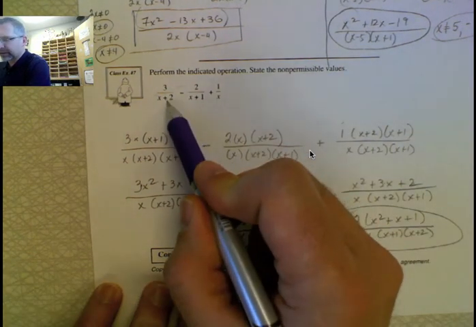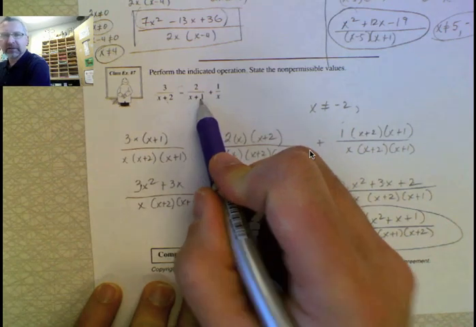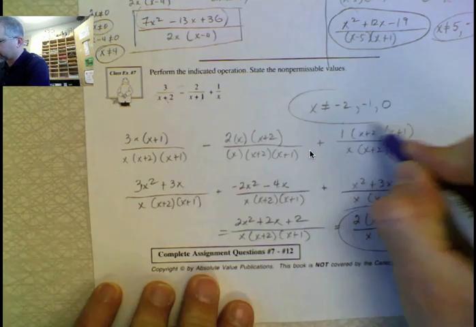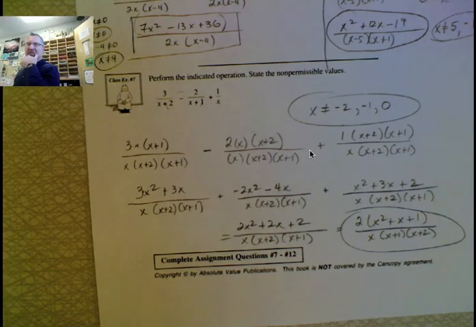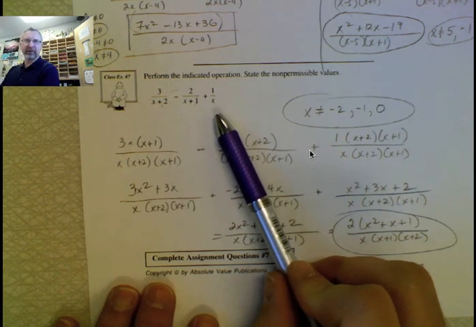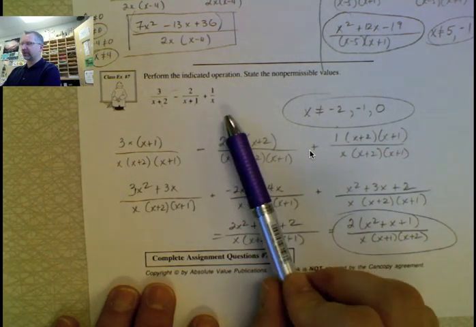Well, if I look here, if I solve this for x, I'm going to get x cannot equal negative 2. If I solve this, I get x cannot equal negative 1, and if I solve that, I get x cannot equal 0. So there's our 3 non-permissible values. This is about the hardest question you're going to see today. There will be more difficult questions coming tomorrow, but for today, that's about the hardest one you're going to see.